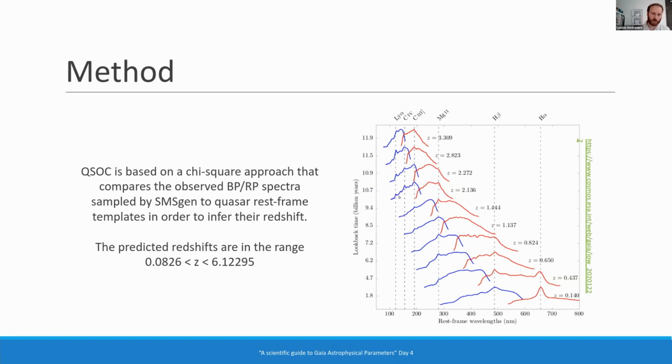QSOC derives a redshift in the range of roughly 0.1 up to 6. The right plot shows quasar spectra that are set to rest frame once QSOC has derived the redshift. We can clearly recognize some common emission lines from quasars. I'm also putting here the look-back time. This was done for outreach, and this was an image of the week in 2020.